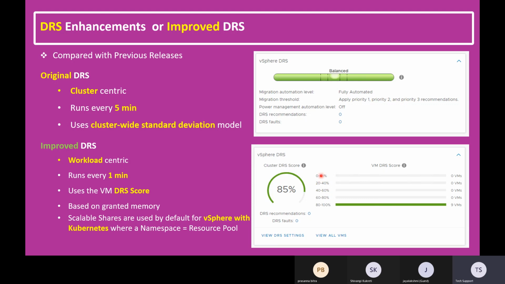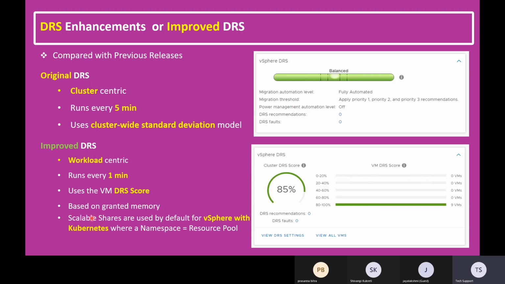Suppose the score is 0 to 20%, or below 40%. That means there are fewer resources and it requires additional resources. It doesn't have enough score. That means there is a resource crunch in the 0 to 40% stage. At that score, DRS will initiate automatic migration. In the previous versions, it would migrate based on the ESX host CPU and memory usage. But in the latest version, it works not only at the host level but also at the VM level. Even if any one virtual machine requires additional resources, it will immediately migrate it to another host. That same point I highlighted here, based on granted memory.